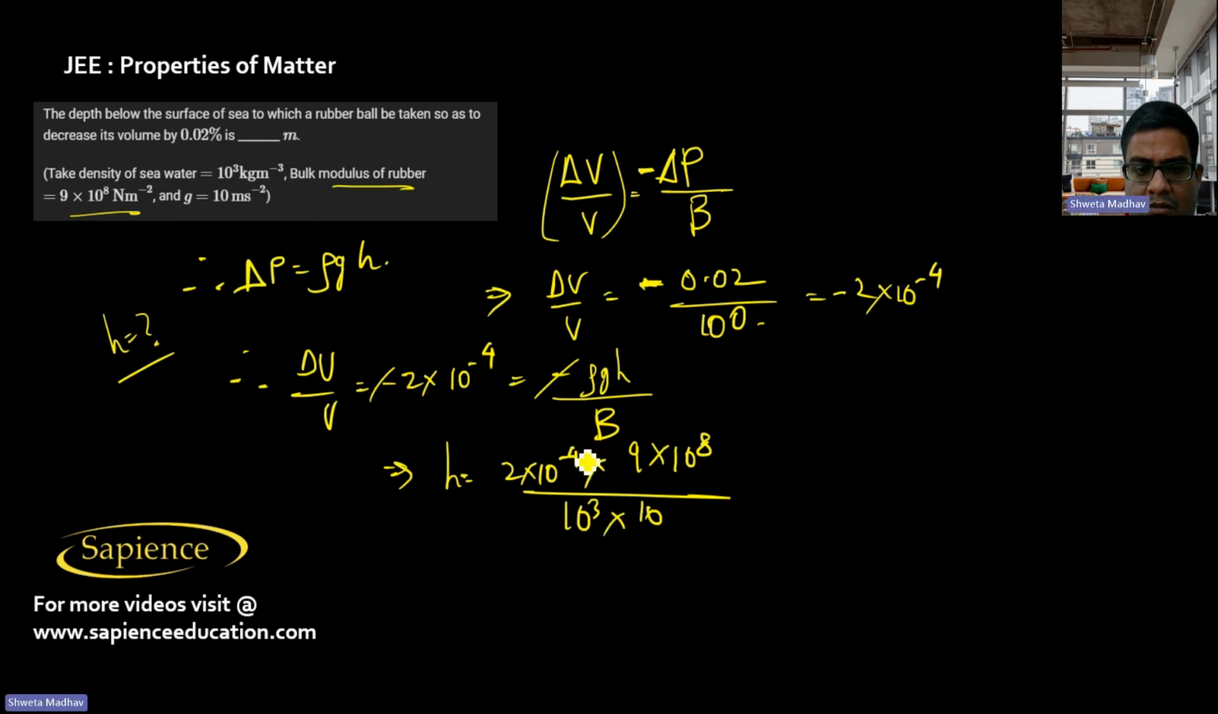Then this will be 10 power 4, then this will get cancelled. So 2 nines are 18. So the depth below the surface of the sea is 18 meters, at which the decrease in the volume will be 0.02%. So 18 is the answer.